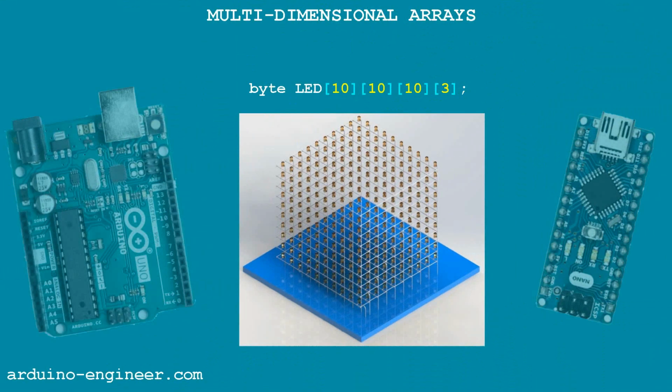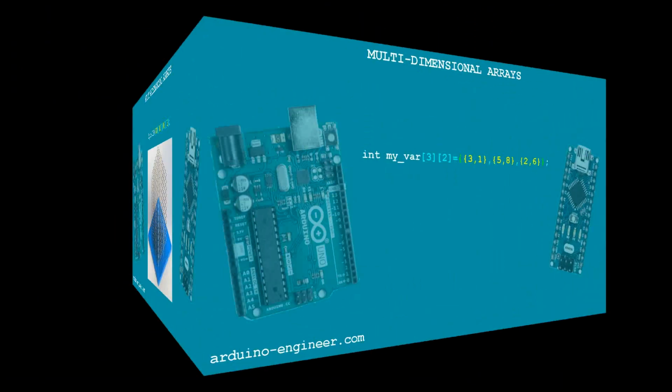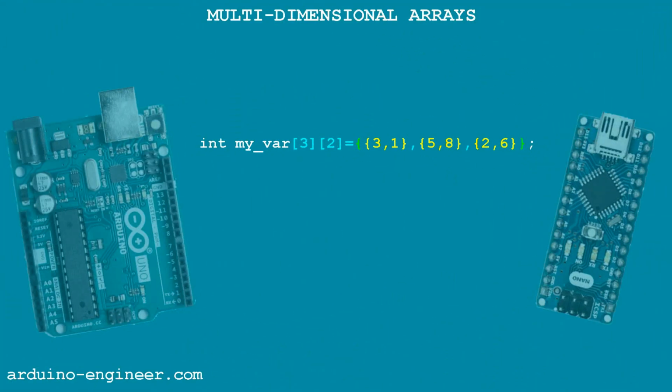For the LED cube example, the array would be defined like this. This is a four-dimensional array. The first three indexes determine the position of the LED in space, and the fourth index allows access to a specific glow color of the selected LED.